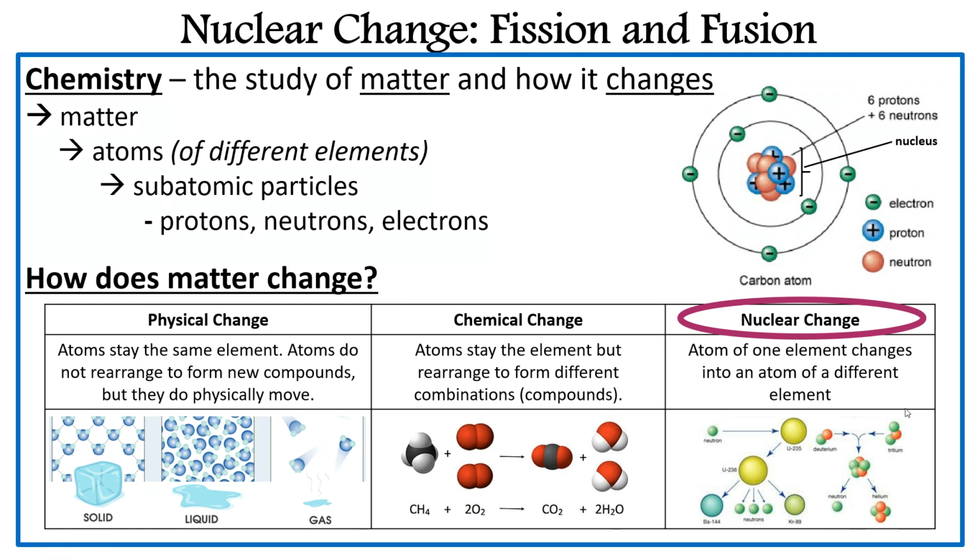This lecture is all about nuclear change. Specifically, we're going to look at fission and fusion, but it's going to be split into two parts. The first part is going to focus on the bigger picture and how nuclear change fits into our existing understanding of chemistry. And the second part is going to zoom in on the details and the mechanism of fission and fusion, and then some of the implications those things have for society and technology.